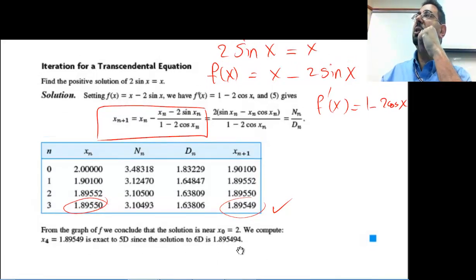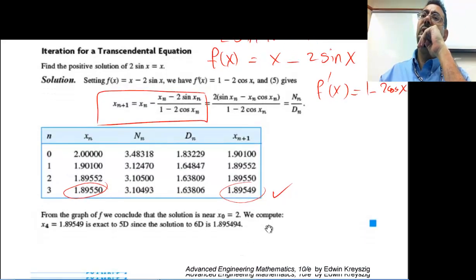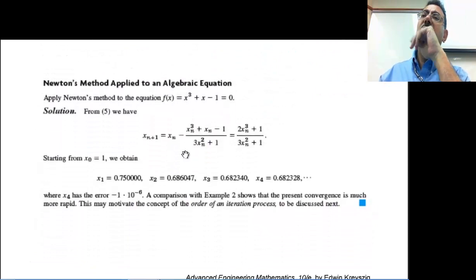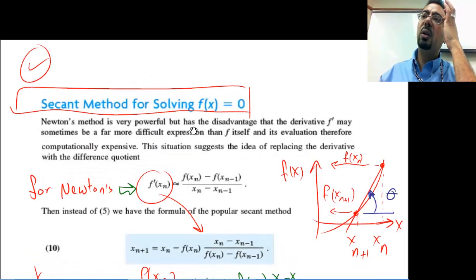Question about Newton-Raphson? It just requires you to differentiate one function, and this is the f of x. We did this before. I'll let you see it.